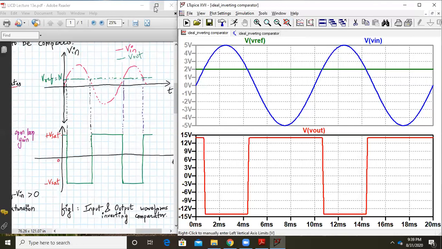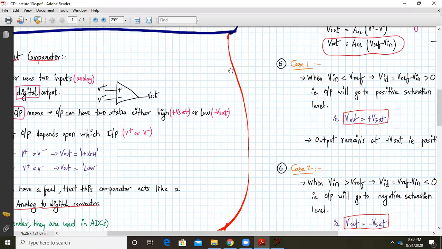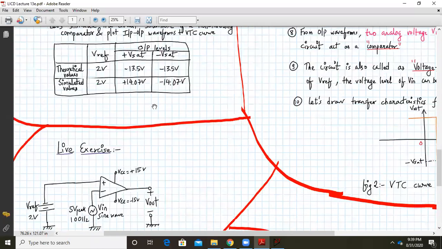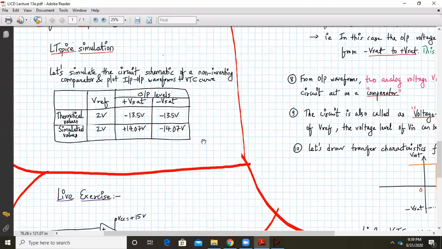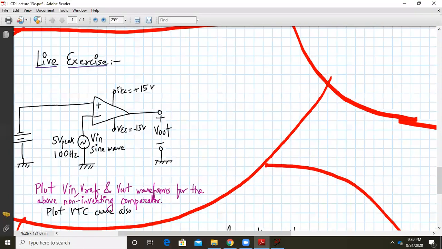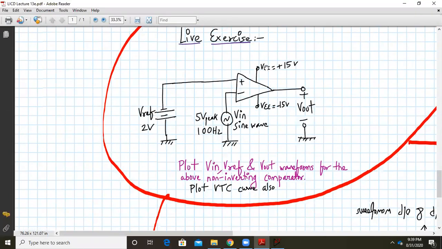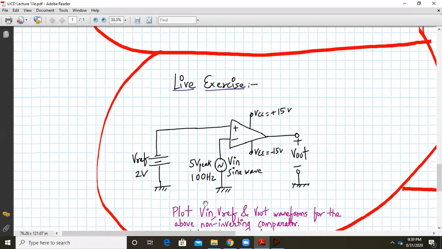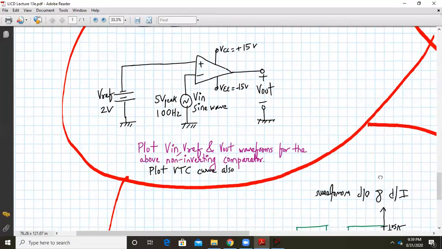So this was the inverting comparator analysis using LT Spice and the values which we have got are plus and minus 14.07. Now we have a live exercise coming up. So get ready. This is your circuit. You need to plot the V in, V reference and V out for this inverting comparator. Basically, this is an inverting comparator. You can pause this video and attempt this. I will show you the solution right now. You can pause it and later cross verify.